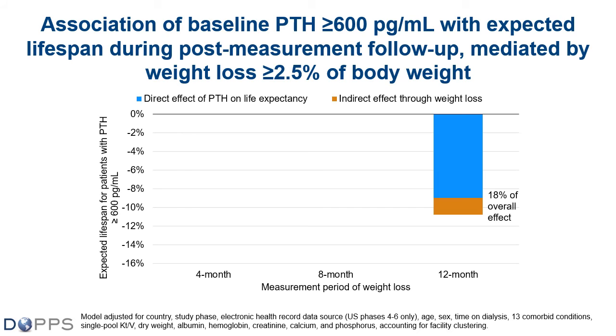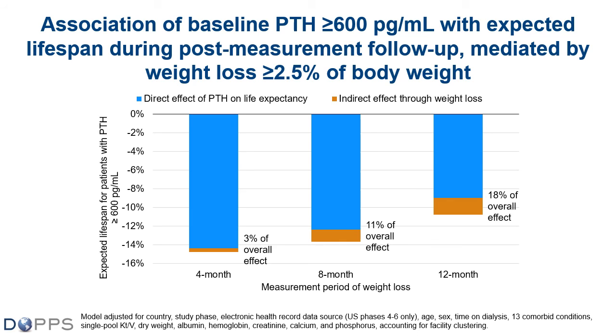Finally, we examined whether weight loss mediates the association between high PTH and mortality. The model estimated that patients with PTH levels over 600 had 11% shorter lifespan, and 18% of this effect was mediated through weight loss larger than 2.5%.